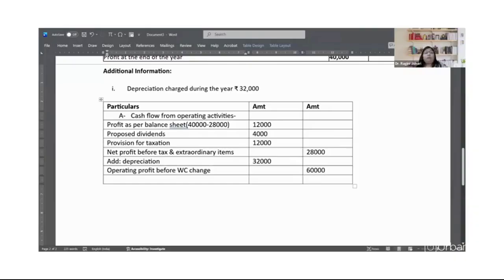Now to this operating profit before working capital change, we need to make the adjustments for current assets and current liabilities. So how do we make this adjustment? We add increase in current liabilities and decrease in current assets, and we minus decrease in current liabilities and increase in current assets. So let us see what all do we have.